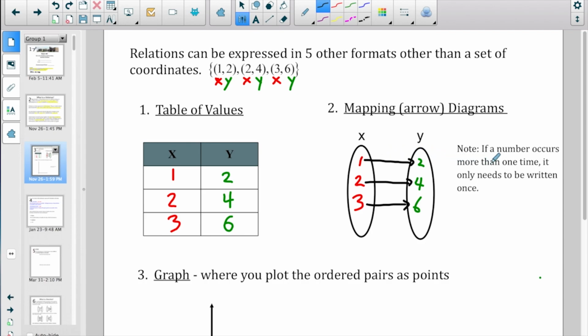Something to note: if a number occurs more than one time, it only needs to be written once. So for example, let's say I add another data point into this set, (2, 7). Instead of writing another 2 here, all I need to do is simply add a 7 down here, and I can express that the 2 is related to both the 4 and the 7.